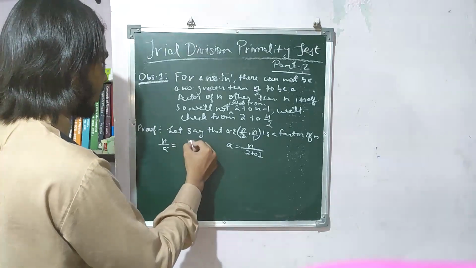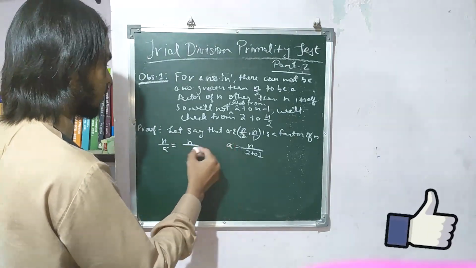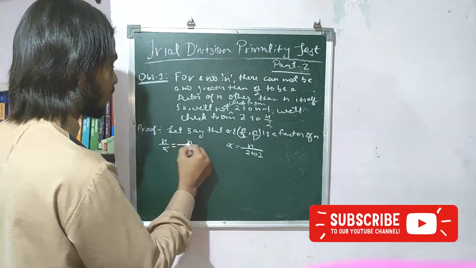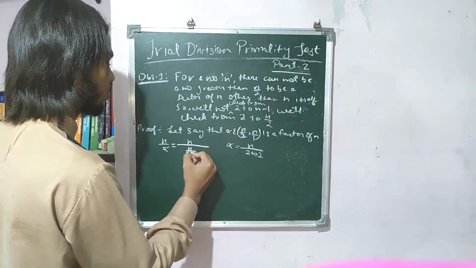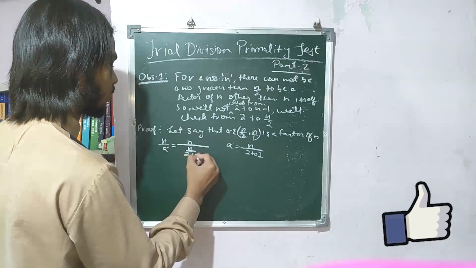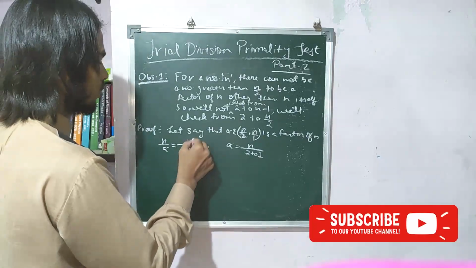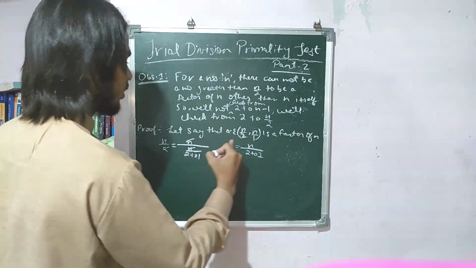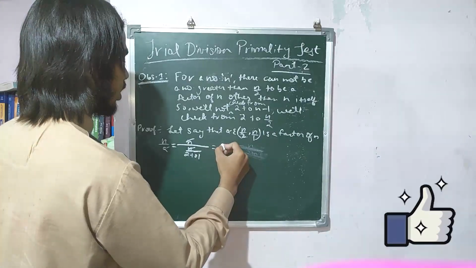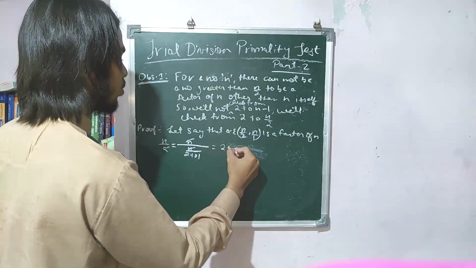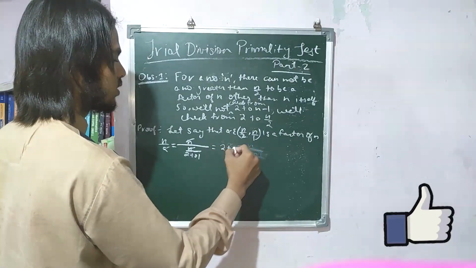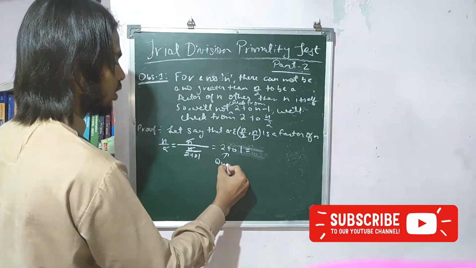All right, so n divided by, what is alpha? Alpha is n by 2 to 1. So n will get cancelled and we will get 2 to 1, and this is the quotient.